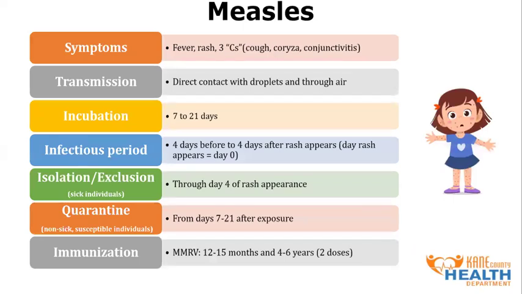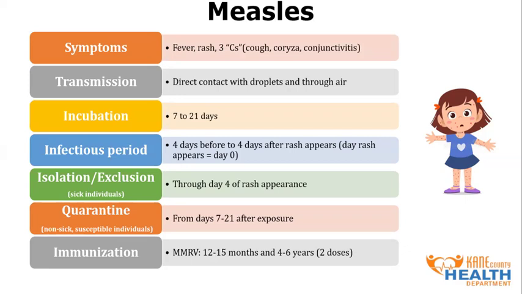So we'll begin with measles. The most common symptoms of measles are fever, rash, and the 3 C's, which are cough, coryza or runny nose, and conjunctivitis. It is transmitted through direct contact with respiratory droplets or through the air. From when someone is exposed until they develop symptoms, it takes about 7 to 21 days.